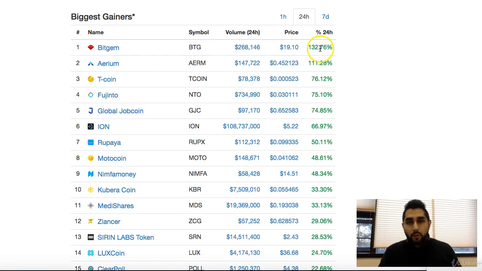All right, so let's take a look at something like even BitGem. You can see here that it went up 132% in 24 hours. So if you were to put in your money at BitGem, say you were to buy it at $10 or $9 yesterday, at the time of this recording, then today you would have doubled your money.